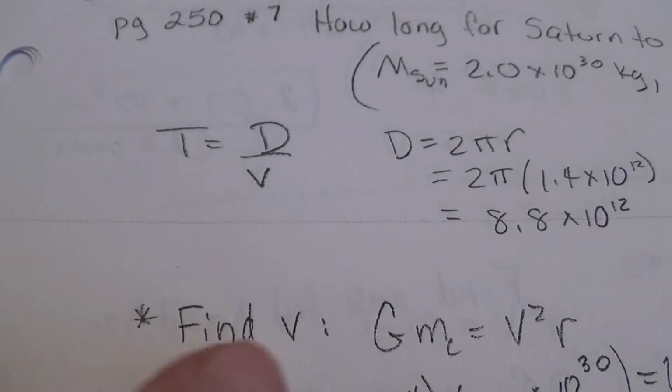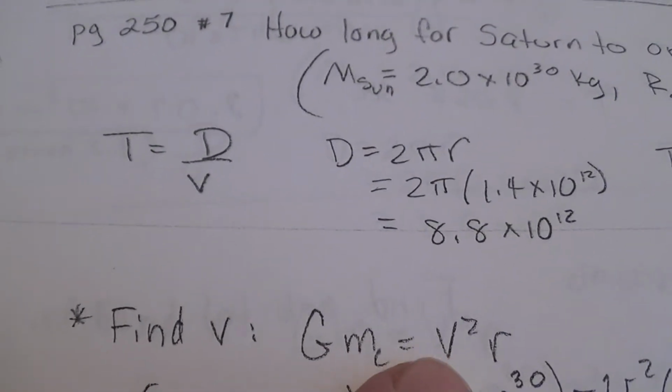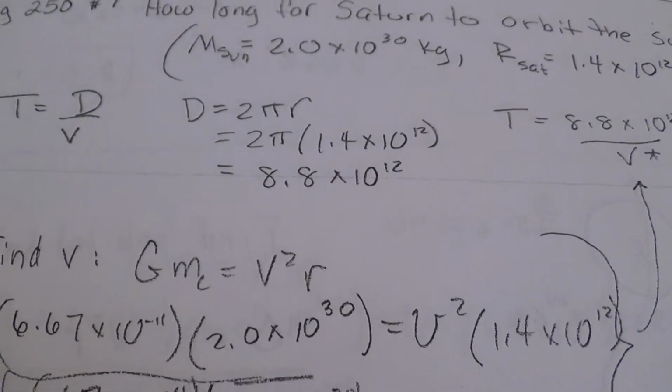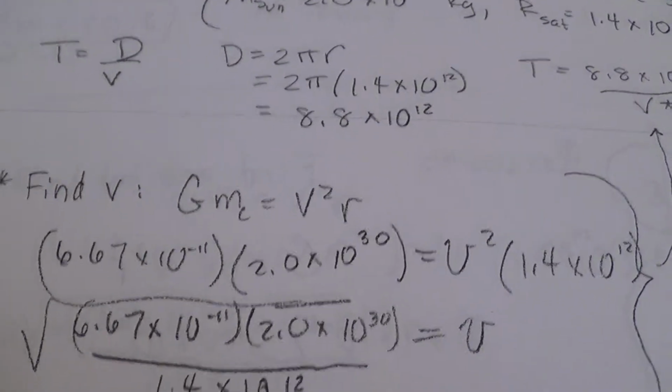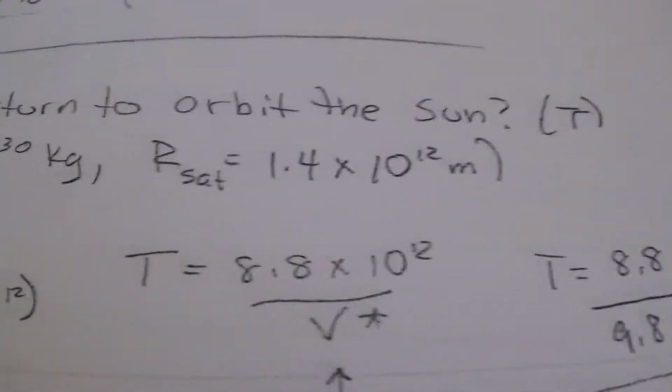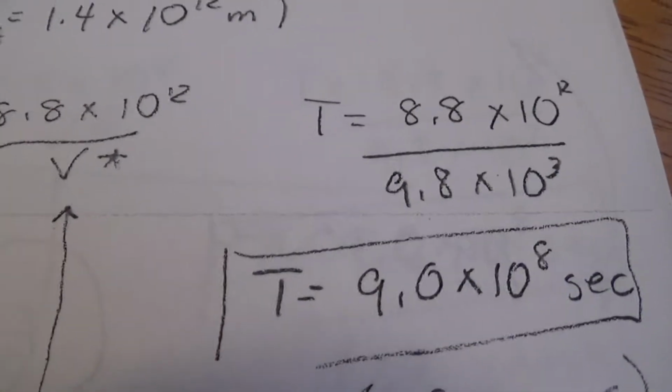Here's where we're going to find v, because we know everything but v. So we put in G, the mass of the thing in the center, radius, solve that for v, and we get that. That's what we plug back in over here. When we did that, we get that and that.